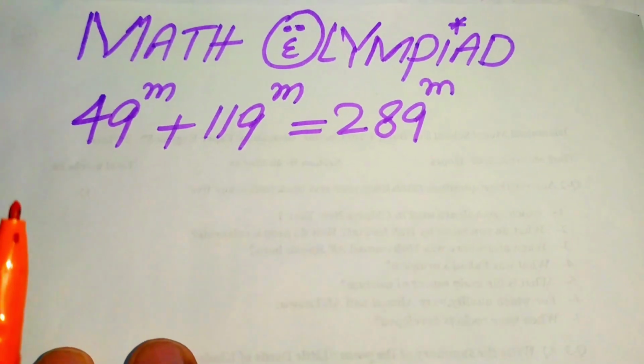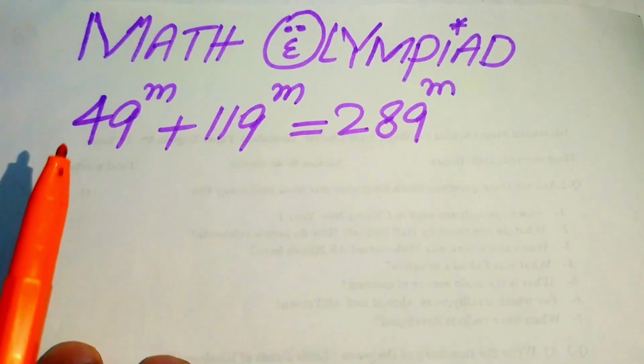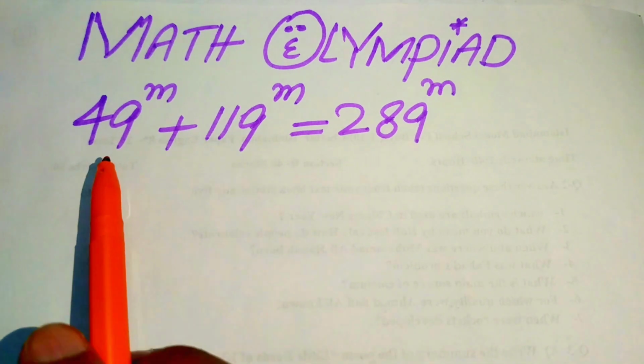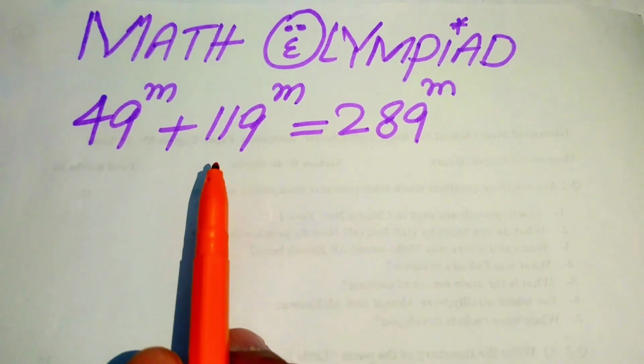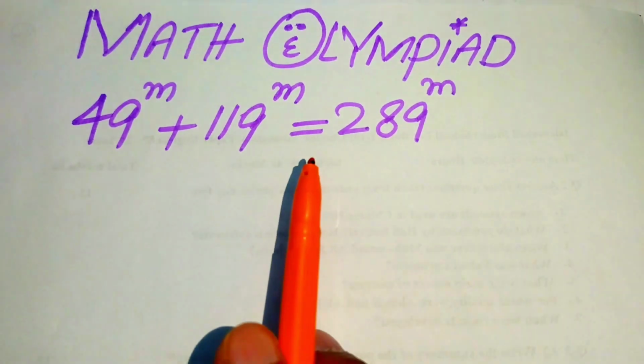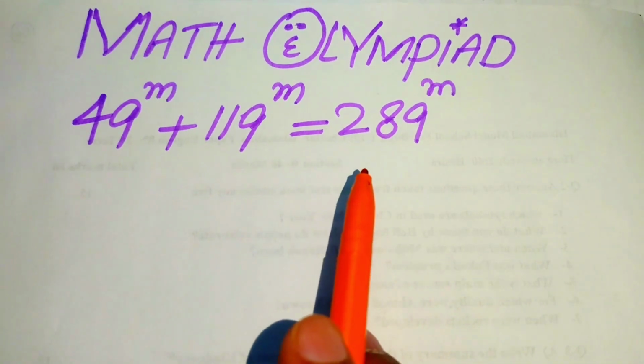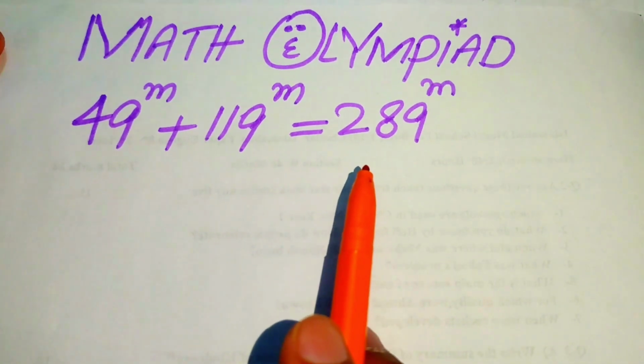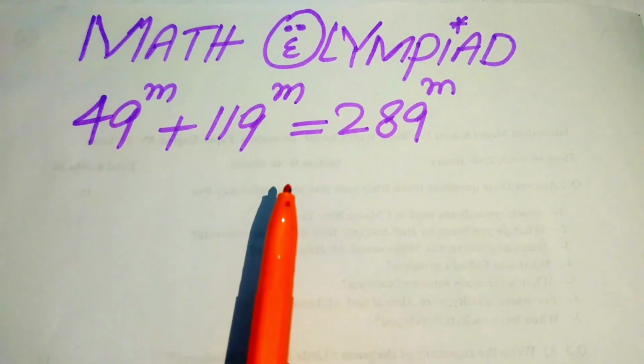Hello everyone, welcome to solve this nice math Olympiad exponential equation problem. Here we have 49 to the power of m plus 119 to the power of m equals 289 to the power of m. We solve this problem for the real values of m.